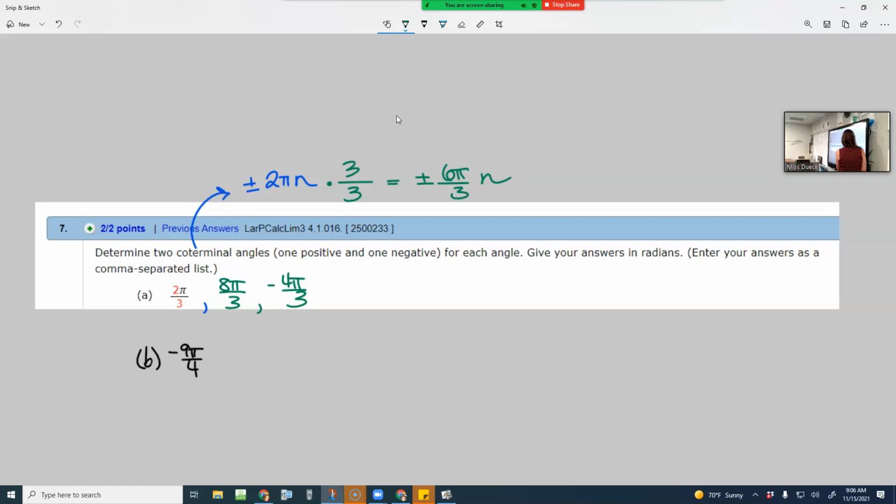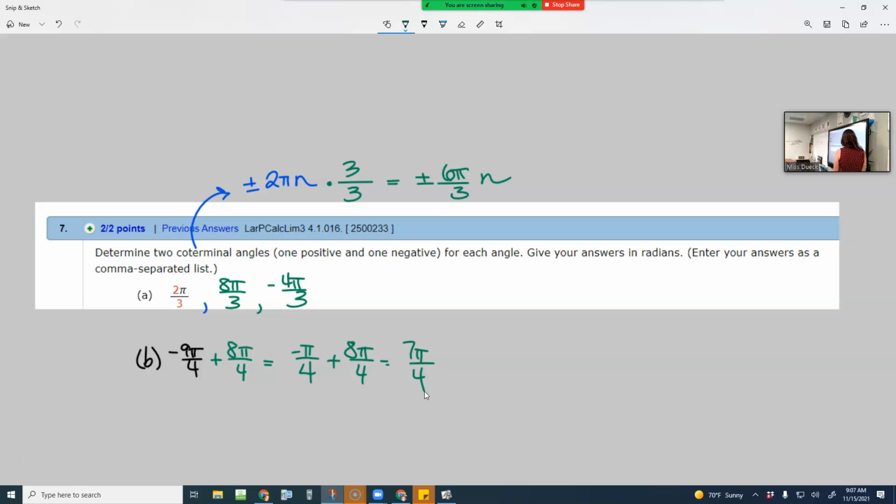8 pi over 4? Yeah, good. So we could add 8 pi over 4, but that just gets us back to the first negative variation, right? Do it again. I could have my first one and then I could go again. Just keep going. You just need to keep spinning until you get positive. You'll get positive if you go one more.